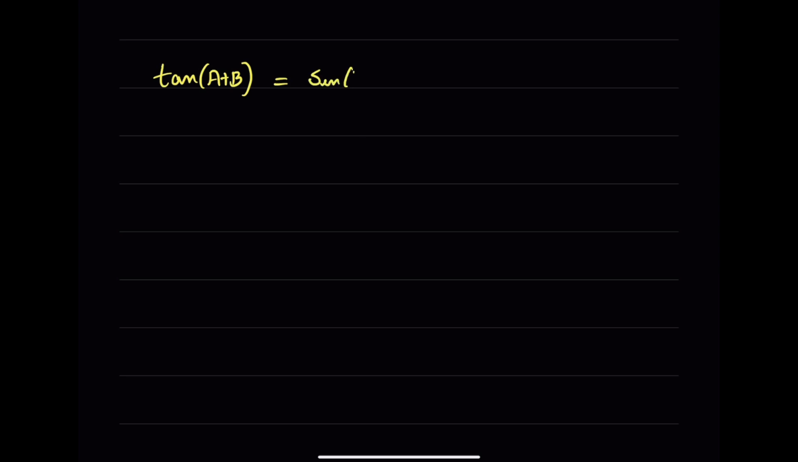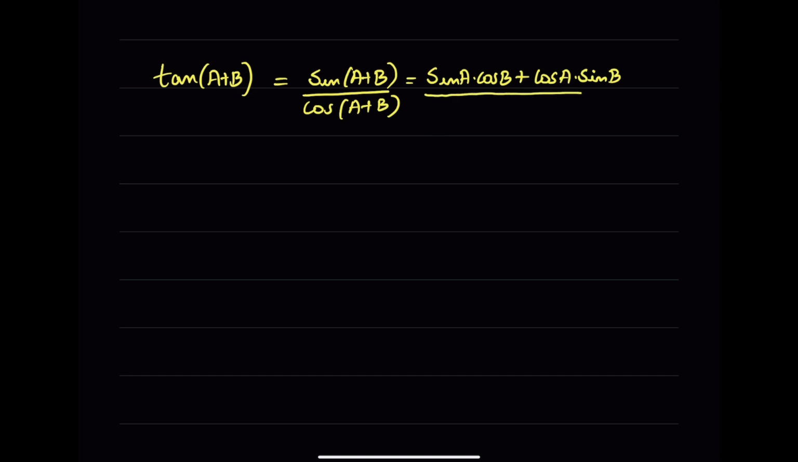sine of a plus b divided by cos of a plus b. Now let's apply the formula for sine of a plus b and cos of a plus b. So sine of a plus b is sin a cos b plus cos a sin b divided by cos a cos b minus sin a sin b.